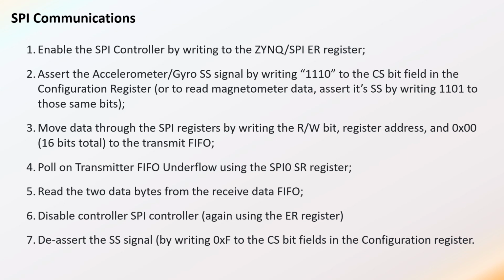Then you move data through the SPI registers by writing the RW bit for a read or for a write, then writing the register address, and then writing 8 zeros to send data out or read the data if it's coming in. You can poll the transmitter FIFO underflow from the status register, or you can set up an interrupt to alert you when there's 1 or 2 or however many points left to read. Read the data bytes from the receive FIFO, and there'll be 2 of them. And then, when you're done, disable the SPI controller.